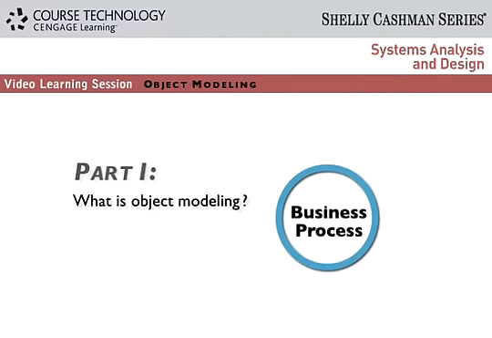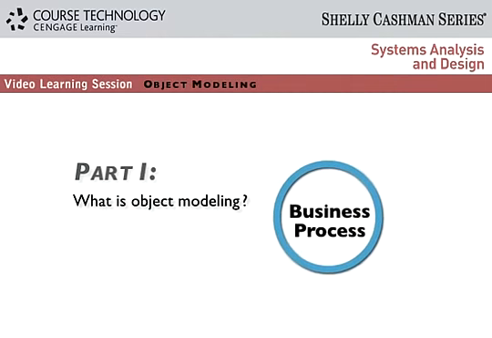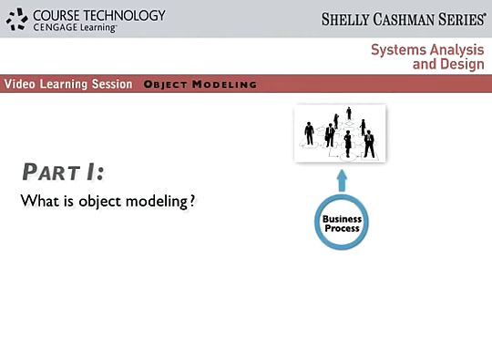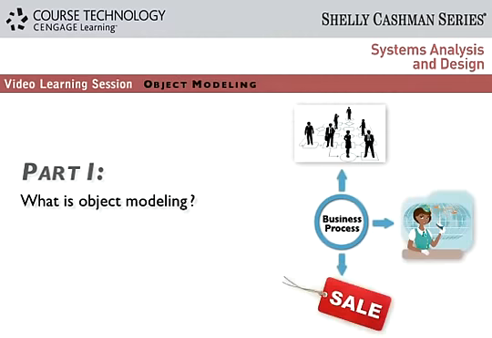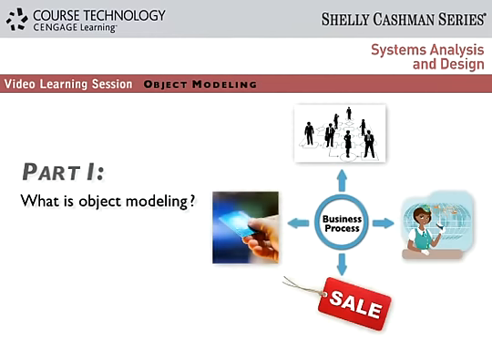Object modeling sees an information system as a set of objects, such as people, places, events, and transactions. An object model uses various diagrams to show how objects behave and how they perform real-world functions and tasks.